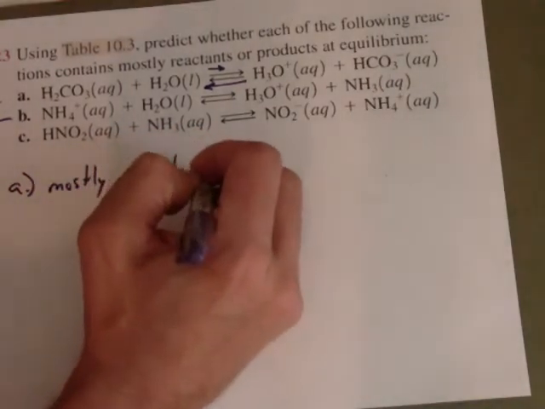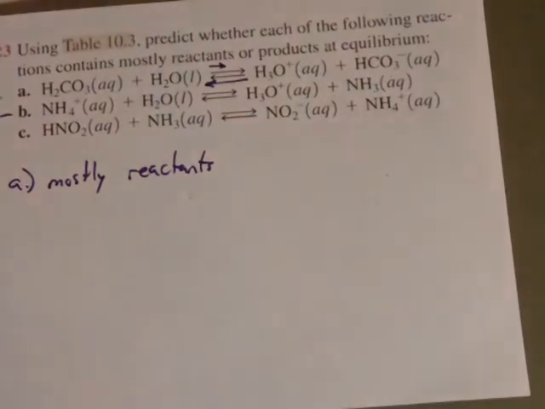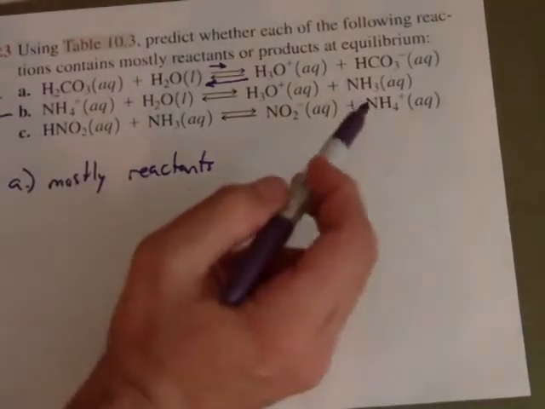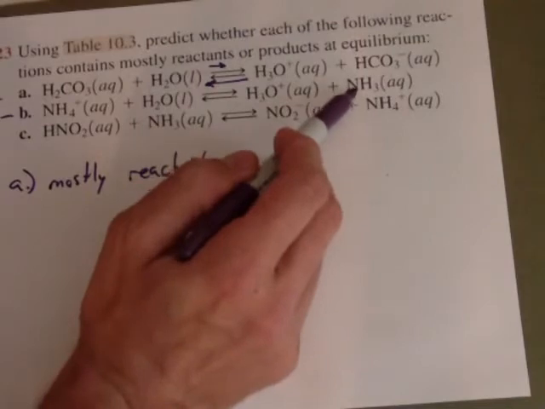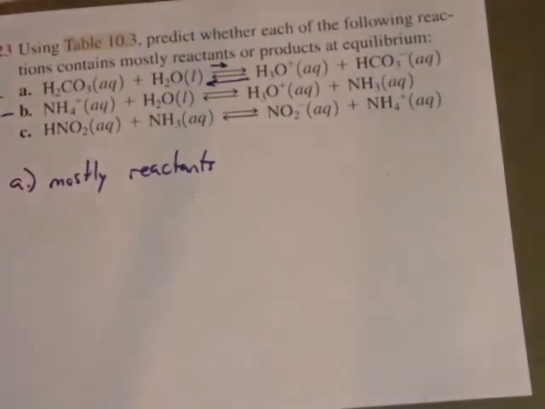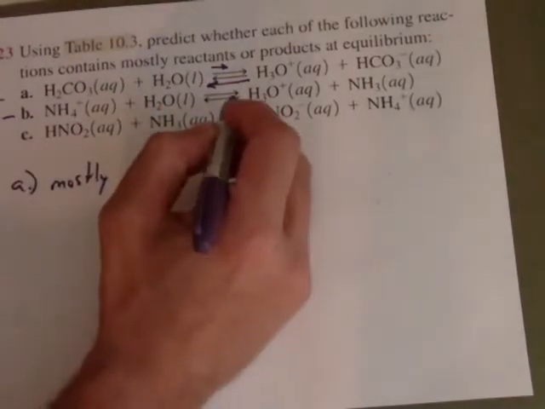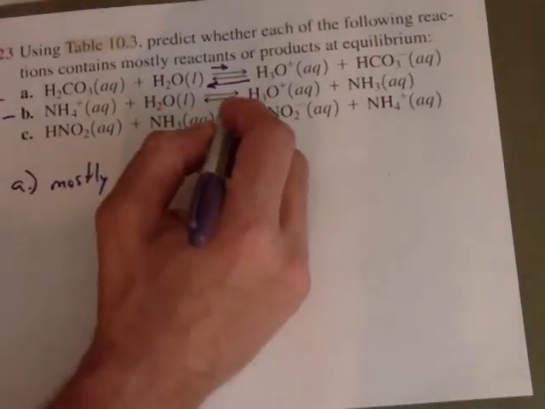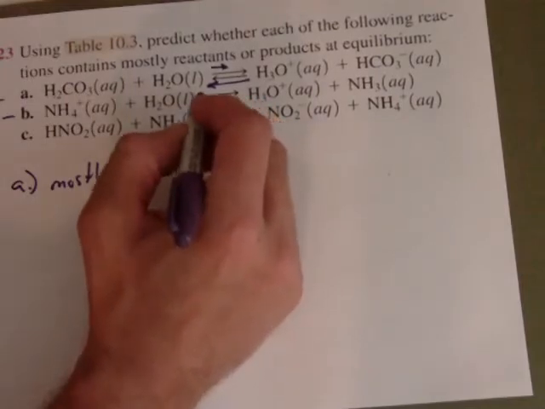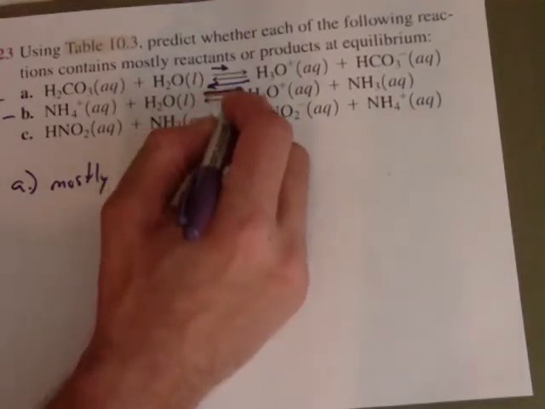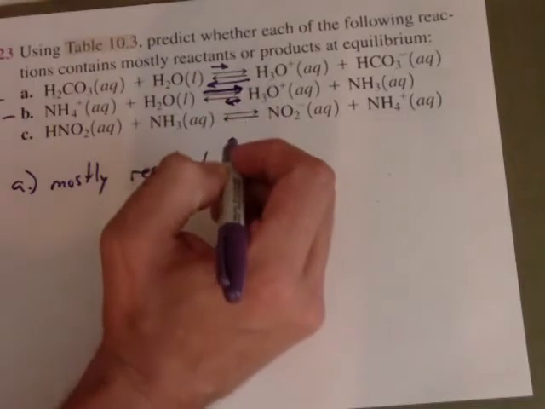And that's based upon carbonic acid being a weak acid. In B, we have ammonium and we have ammonia. And ammonia is a weak base. And so if it's a weak base, it's not going to go much in the reverse direction, very little in that direction, and more in this direction.